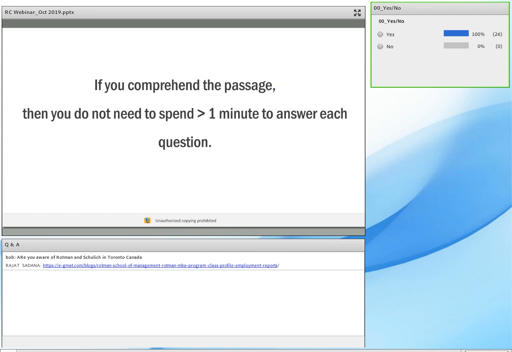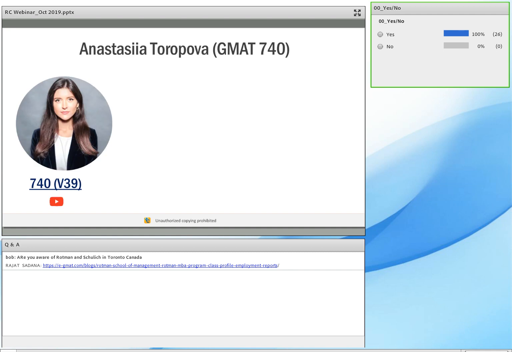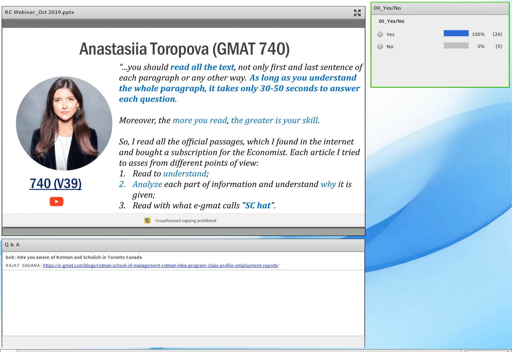And as I said, if you comprehend the passage well enough, then you don't need to spend more than a minute to solve each question. In fact, students spend fewer than 30 seconds as well, 30 to 40 seconds to solve each question if they read the passage really well up front. Okay, let's take an example. Anastasia, she scored a V39. She improved from V31 to V39.